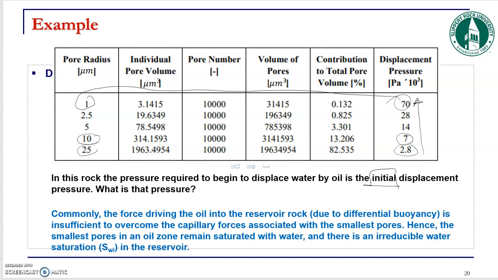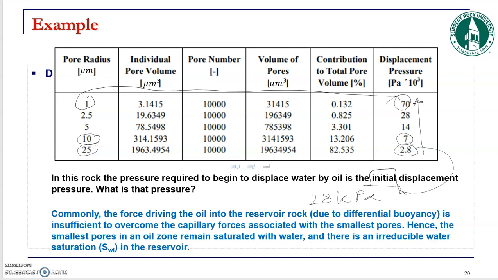And this is what it means. So the initial displacement pressure in this case is 2.8 kilopascal because you will be able to remove the water from the largest pores if you apply 2.8. Now if you apply 2 kilopascal, then you will not remove anything from the core sample.